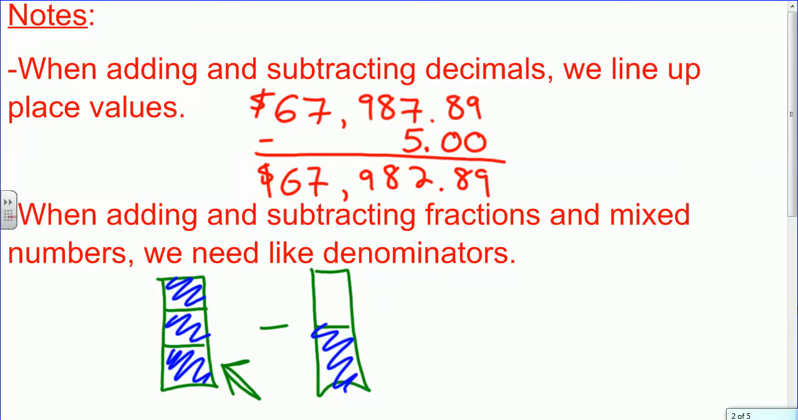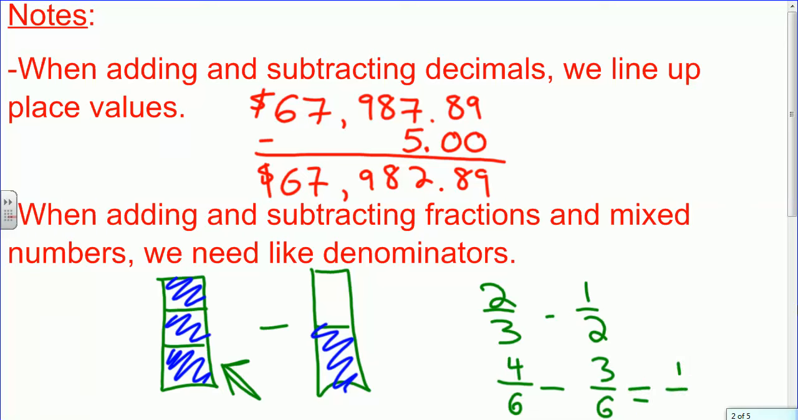So what do we have to do? We have to cut these up into smaller pieces until it looks like what we want. We know that 2/3 minus 1/2, if we need like denominators, these both go into sixths. So 1/2 is 3/6, 2/3 is 4/6, and we'd be left with 1/6. Well, what does that look like? We'd just be making these sixths instead of thirds. We'd be making these sixths instead of halves. I can't believe it. I drew in 3/3.